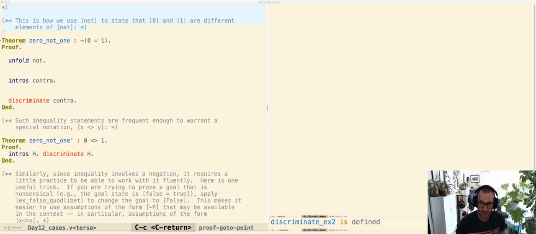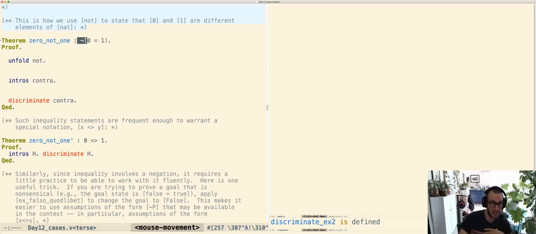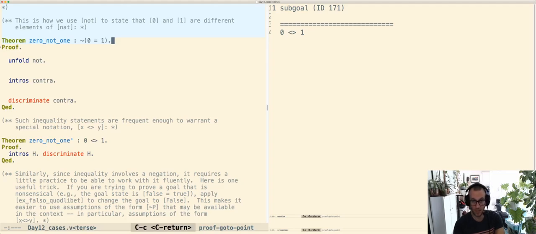With discriminate in hand, we now have the tools, we're now equipped to reason about inequalities, proofs that things are not equal. So let's start with a classic theorem, general fan favorite, that 0 is not equal to 1. It is, and really what that means in Coq is it is not the case that 0 is equal to 1. Let's do the proof.